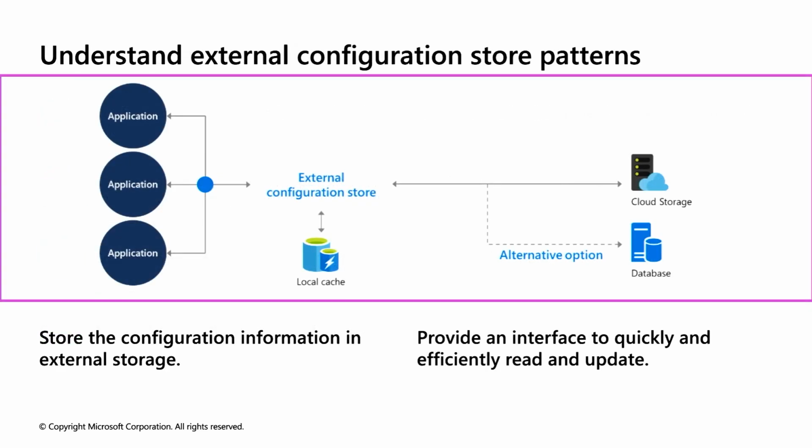Modern applications often need to manage configuration data efficiently and securely, especially when running across multiple environments or instances. The external configuration store pattern solves this by storing configuration information outside the application in a dedicated external storage system. This setup allows applications to quickly read and update configuration values through a standardized interface, making it much easier to manage changes without redeploying or restarting the application.